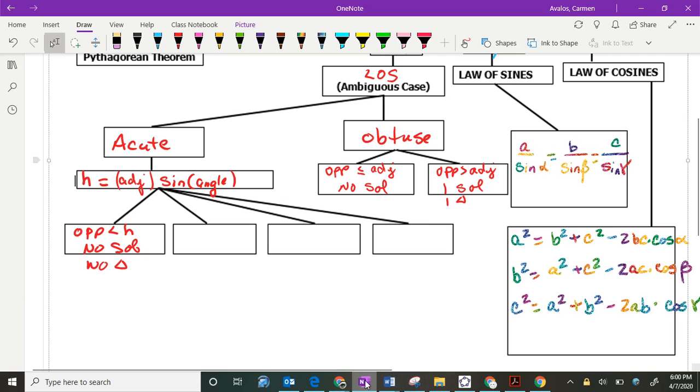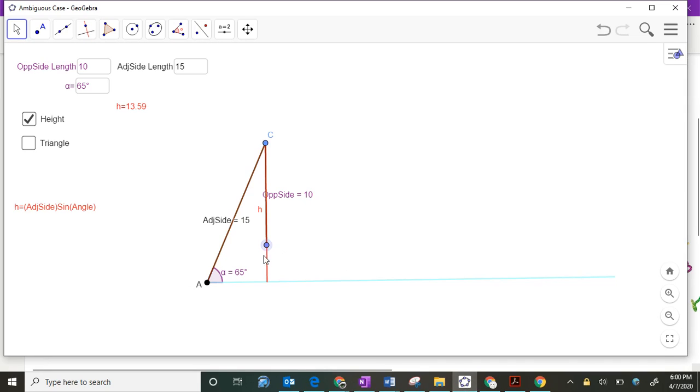Okay, so now what is the next possibility? So let's go back on here and see the next possibility. What happens if they're equal to each other? What if the opposite side is equal to h? So what if the opposite side is 13.59? So if that is the case, now it's actually reaching. And if I look at this, this here now forms a right triangle. If it forms a right triangle, it forms one triangle.